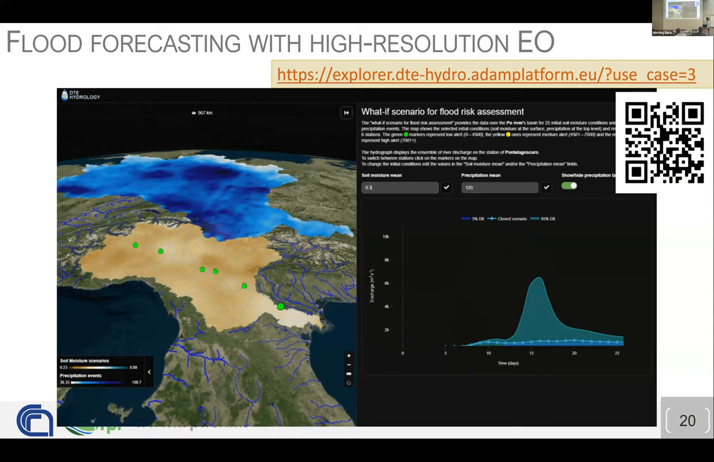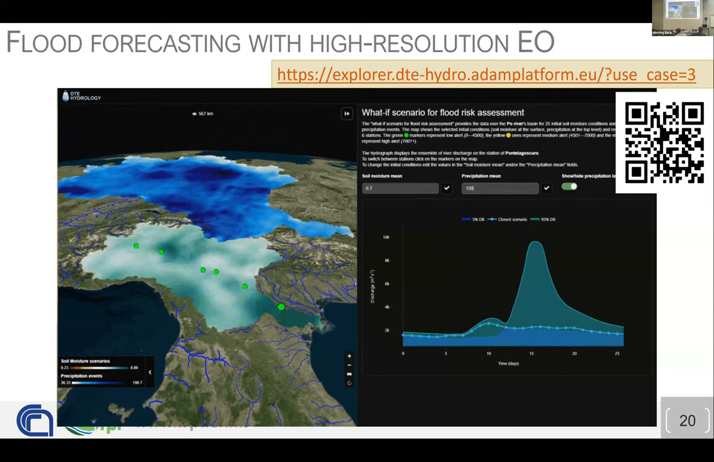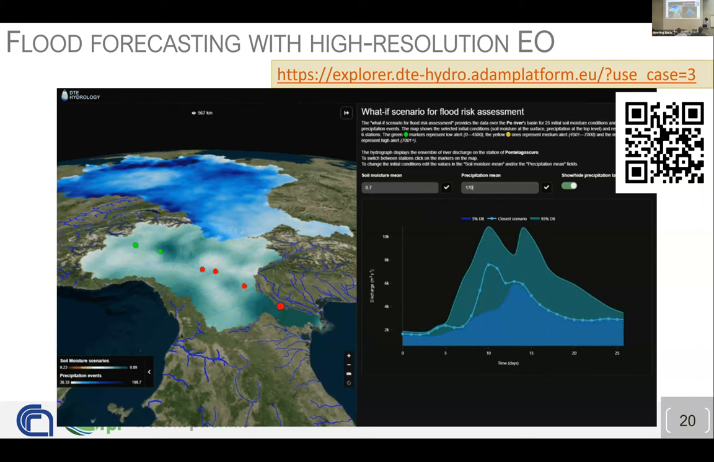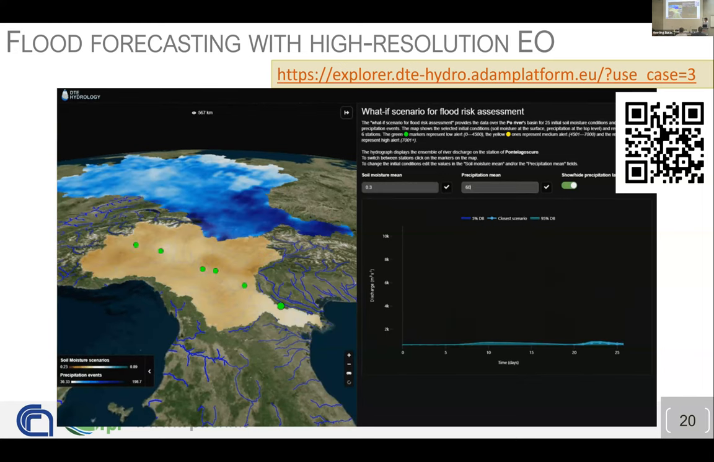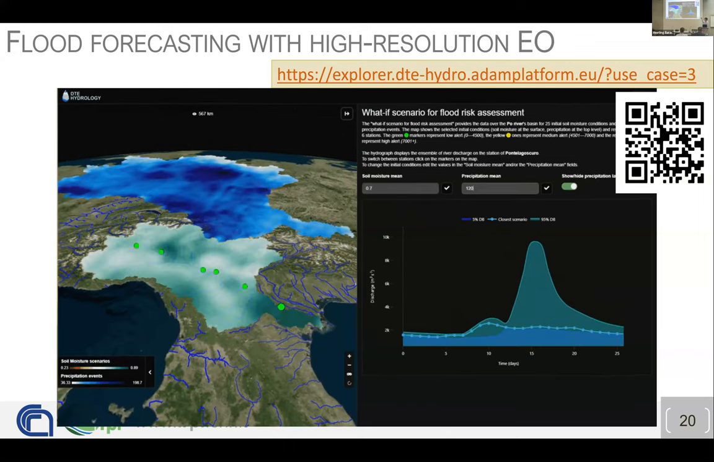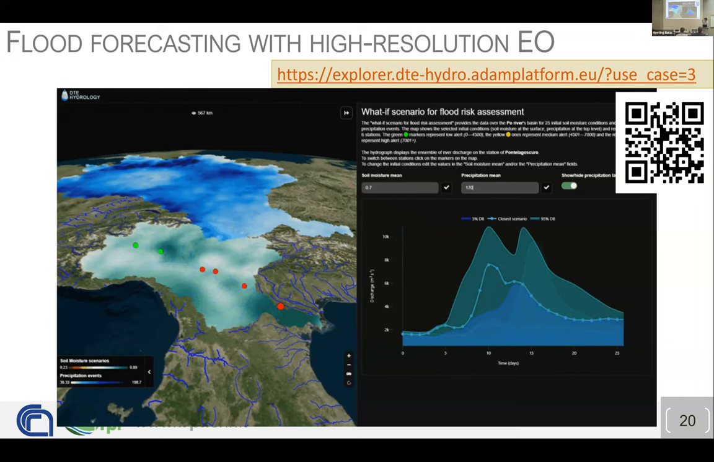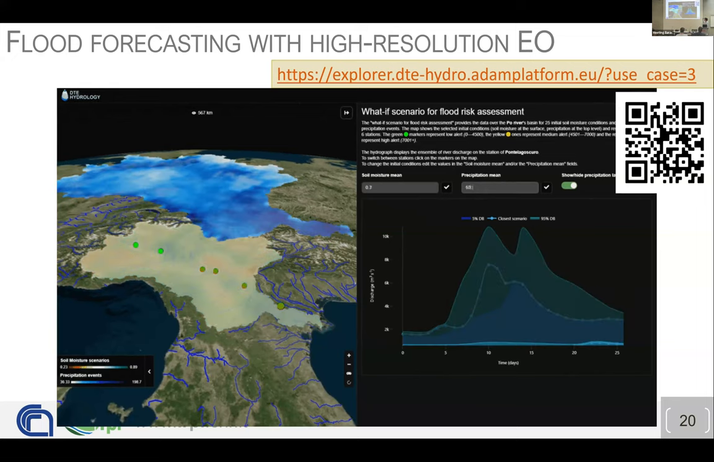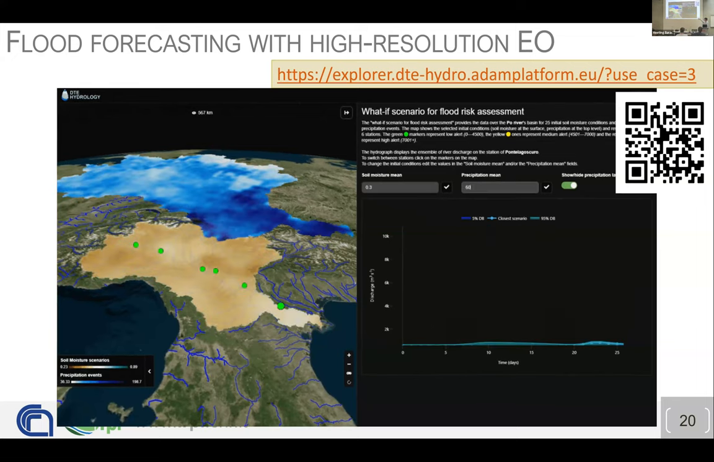You can access it, you can go there and play around with it. I don't know, probably we can go there later if you have time. What we have done here is bring together high resolution soil moisture data, precipitation data, and modeling. We put it all together, we built a database, and we have been able to develop a database of flood events.